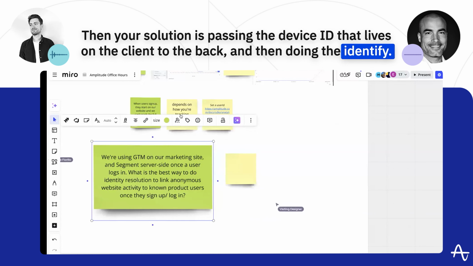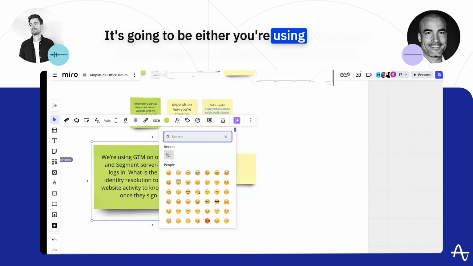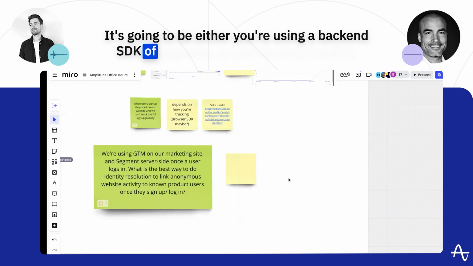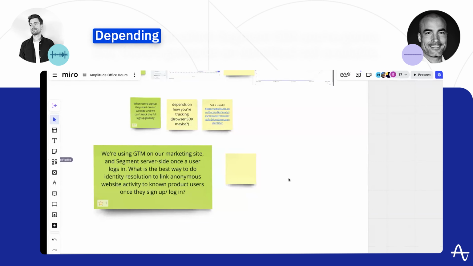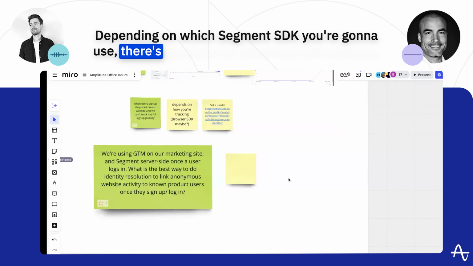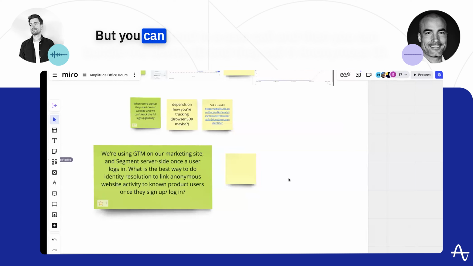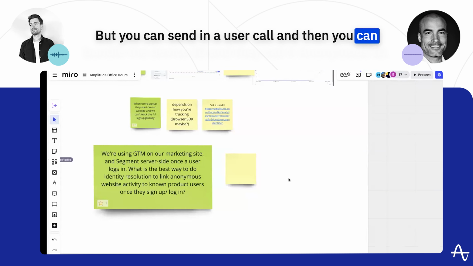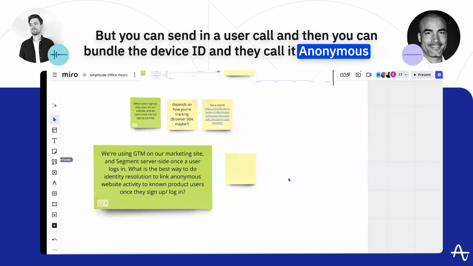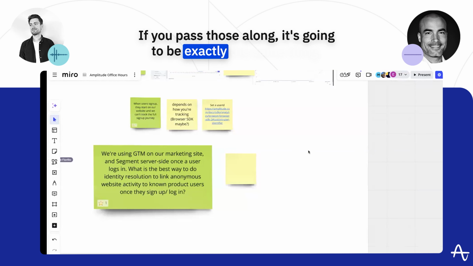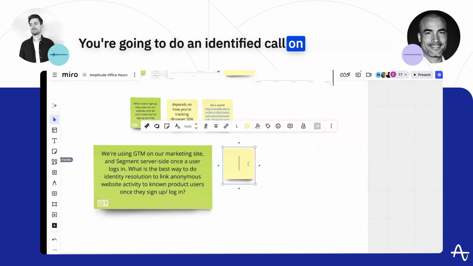And then doing the identify is going to be either you're using a backend SDK of Segment or you're using the API. Depending on which Segment SDK you're going to use, there's going to be an identify call available, but you can send in a user call. And then you can bundle the device ID, and they call it anonymous ID. If you pass those along, it's going to be exactly the same thing. You're going to do an identify call on the server side.